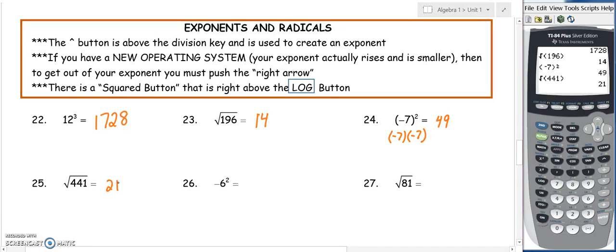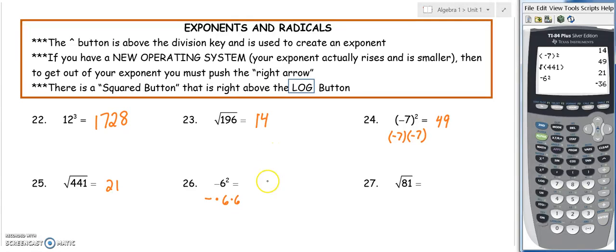Now, 26 is different than 24 because in 26 it's negative 6 squared. So it's really negative times 6 times 6. We're only squaring the 6 here according to how this is typed out. So in this one, if there's no parentheses, do not put parentheses in the calculator. Just put negative 6 squared, and we get negative 36. Make sure that you know when to expect a positive answer and when to expect a negative answer when squaring a number. Remember that parentheses are important in your calculator. Number 27, then, the square root of 81 is 9.